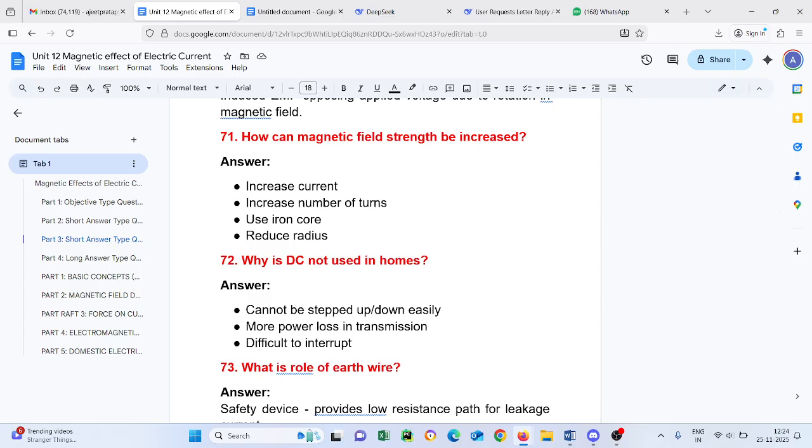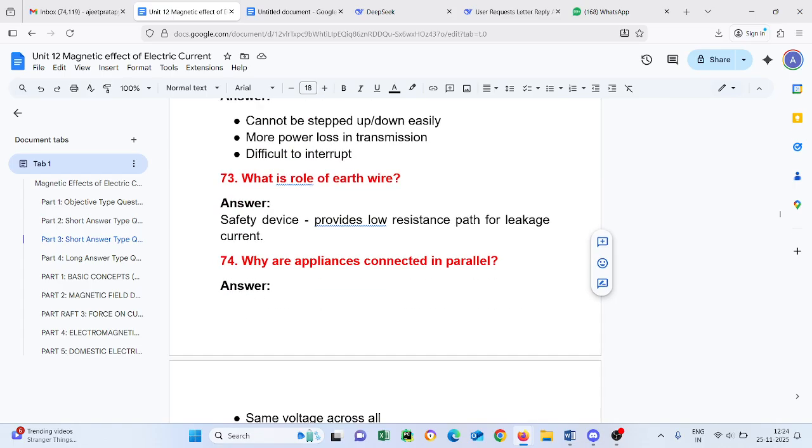What is the role of the earth wire? It is for the safety of devices and provides a low resistance path for leakage current.